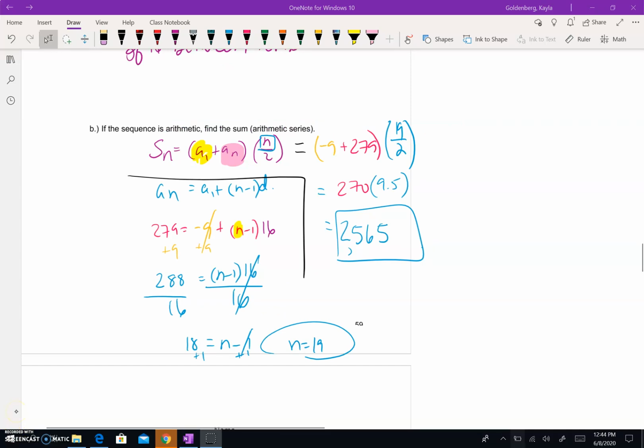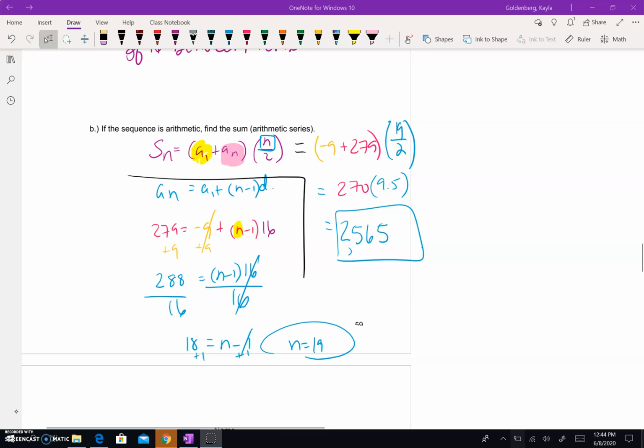Okay, here is your final answer worked out. It turns out it was the 19th term. Plugging in the 19th term along with our first term and our last term, we have our sum at 2,565. So that concludes our arithmetic sequences and series.